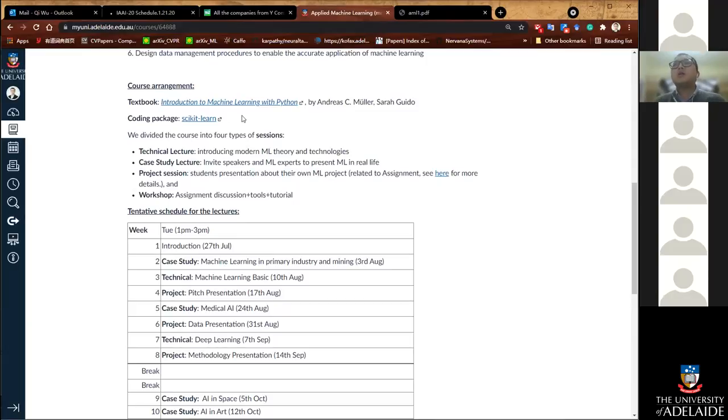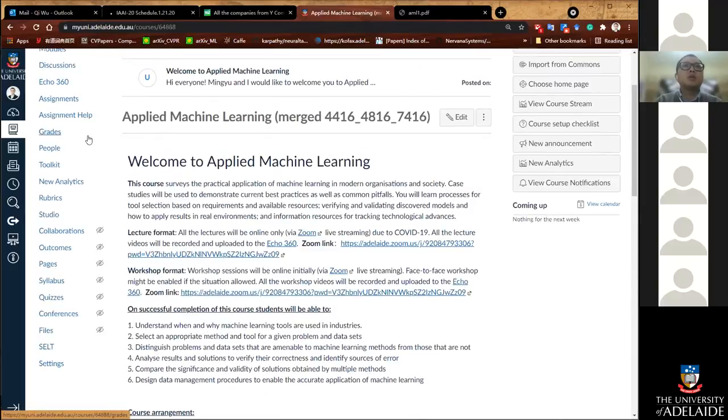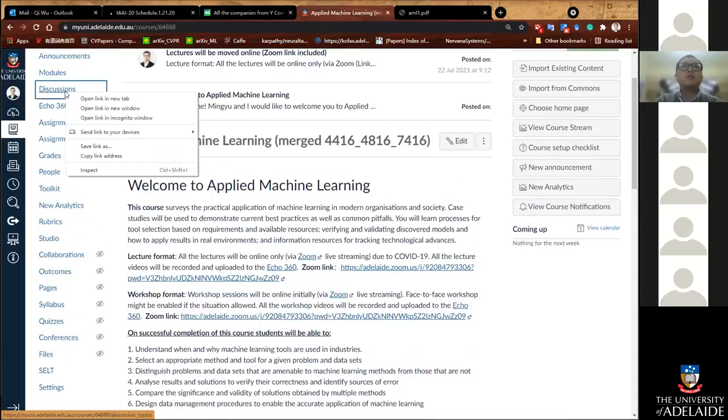Because this is a project-based course, that means you need to actually implement some algorithms or use some existing machine learning tools to solve the real problem you proposed. So that means you have to do some coding. This textbook is mainly to teach you how to use Python to code the machine learning algorithms. So this book is not free. Some students also asked. Let me check. I remember one student asked about the book.